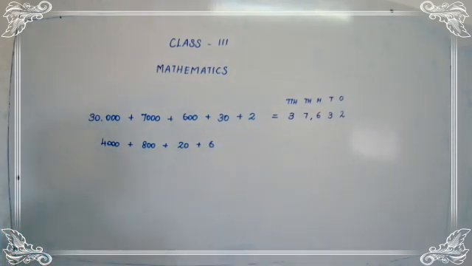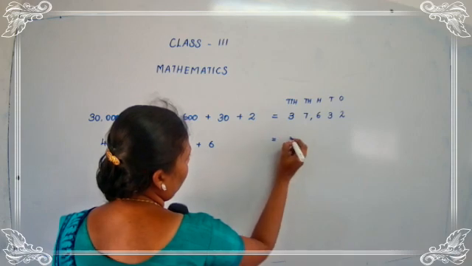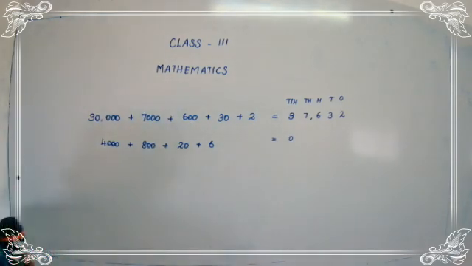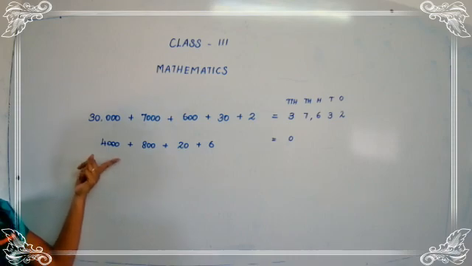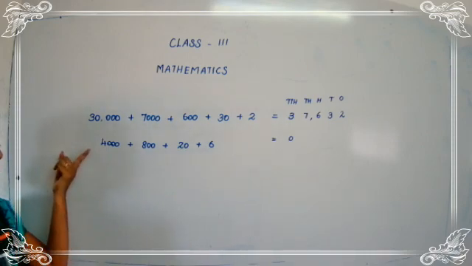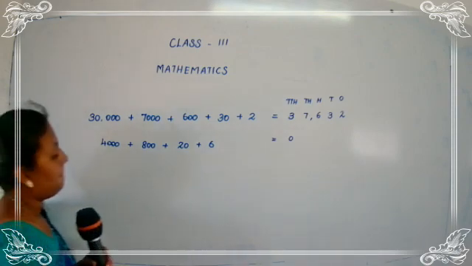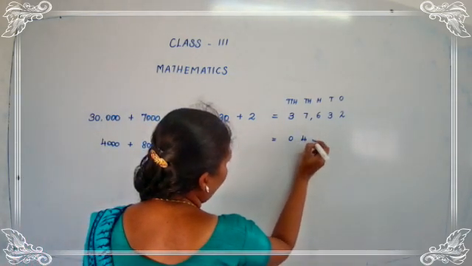4,826. Okay. 4,000 plus 800 plus 20 plus 6. The first one, 4,000. So we have to start from the thousands place, 4,000. You can use 0 or any, no problem. So the 4 is in the thousand place, so you take and write 4 in the thousand place.